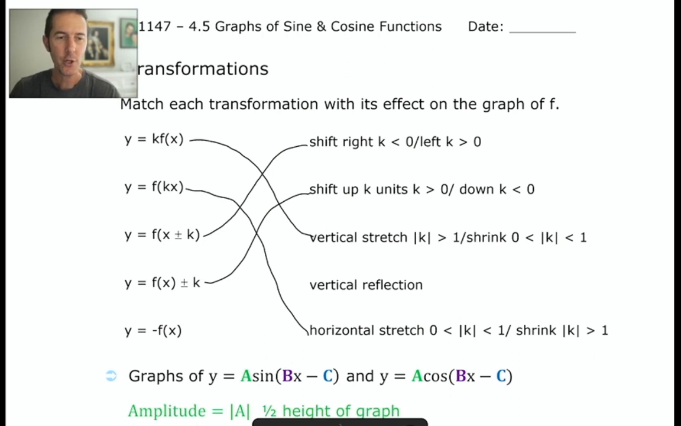And if there's a negation, the last element in the left-hand column, if you're negating your entire function, that's going to change the sign on all of your y values. So anything that was a positive y value becomes negative, all negative y values become positive, and you get a flip or reflection over the x-axis.